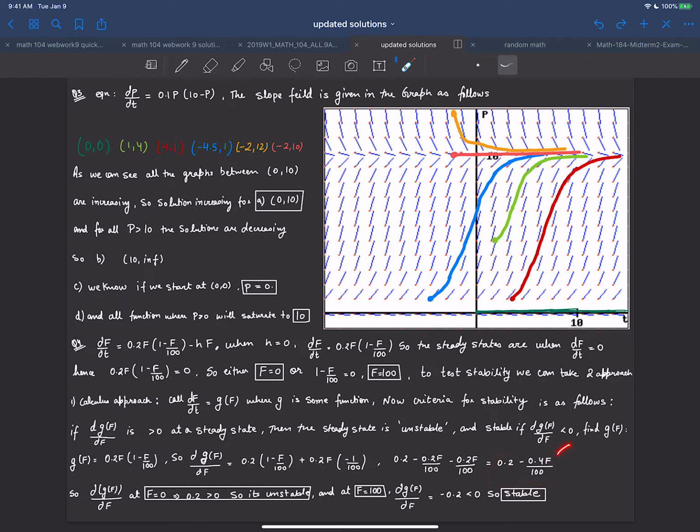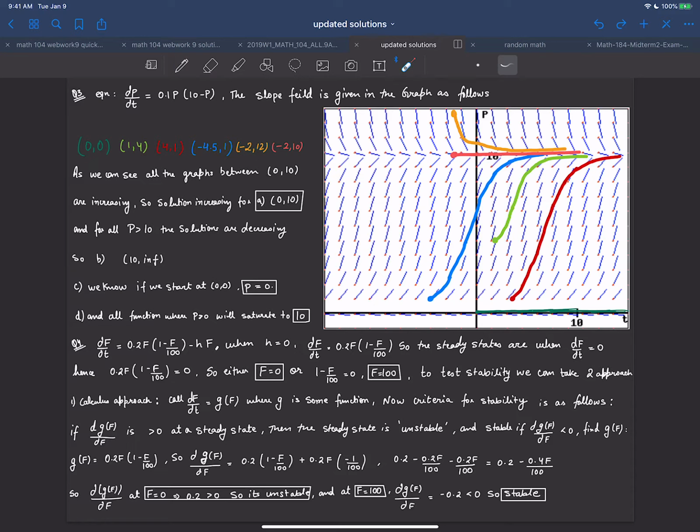So now all you've got to do is plug in the f values of the steady states that you found, this value and that value, and check whether the derivative is positive or negative. I did that. When you plug in f equals 0, you get 0.2, which is greater than 0, which means this is unstable. And at 100, when you plug it into the derivative, it's stable. So both ways are valid.